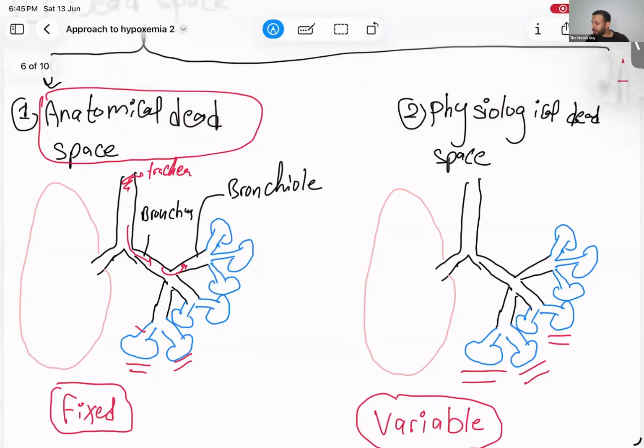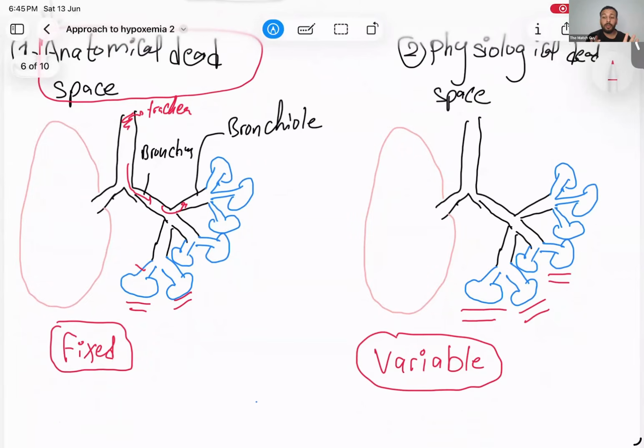Now let's talk about the physiological dead space. We talked about the anatomical. However, in the respiratory bronchioles or in the alveoli, not all of alveoli are receiving the same perfusion. The alveoli at the base of the lung are receiving better perfusion than the alveoli at the apex of the lung because of the gravity. The alveoli can do gas exchange if they receive blood vessels. The alveoli in the apex of the lung are not involved in the gas exchange.